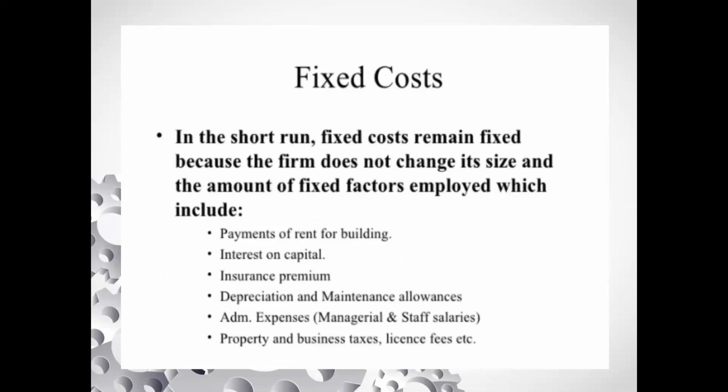Here they have given some examples of fixed cost. It remains fixed and won't change with the size or amount of fixed factors employed, which include payment of rent of building. As I told, this month I'm paying 50,000. Next month also I'm going to pay the same 50,000. This fixed cost stays the same whether I'm producing 10 units or 100 units or 1,000 units in that building, that is not a matter. The amount I am paying for that building or machinery will remain fixed.